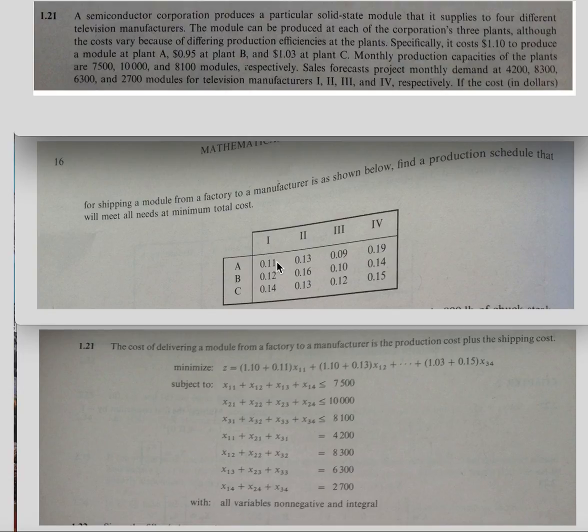And then for plant A going to manufacturer 2, we do the same thing, except we have $1.10 per unit plus, from the table, $0.13 or 13 cents times x12. So you get 12 terms just like that, but each term with x1 comma something is going to be $1.10 plus these 4 numbers. Each term with an x2 comma something is going to be the 95 cents plus these 4 numbers for those 4 terms. And then each x3 comma something is going to be the $1.03 plus these numbers from the last row of the table.